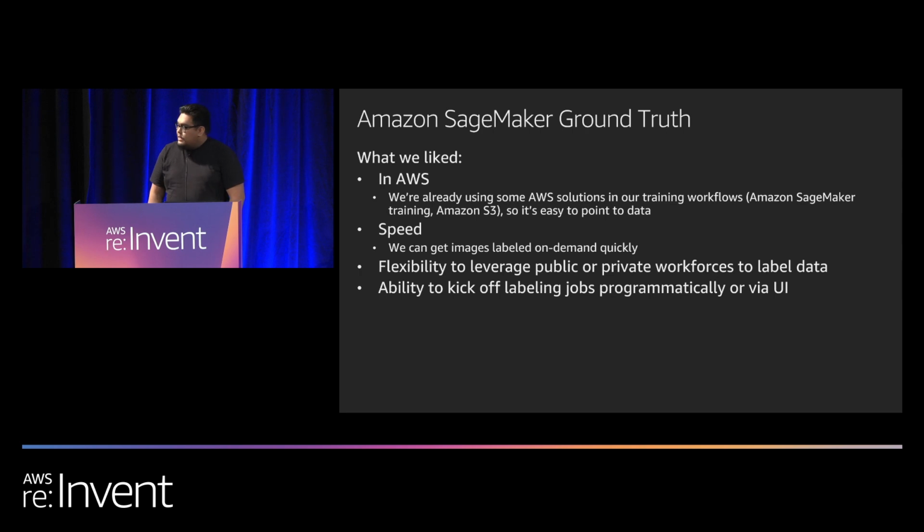Here are some reasons we chose SageMaker Ground Truth. First, we were already using SageMaker in some of our training workflows, so it's a no-brainer for us to just give it a shot. Two, we like the ability to get many images labeled on demand and relatively quickly. Next, we also like the flexibility to leverage both public and private workforces, which is relevant for different use cases at Snap. And then finally, we like the ability to kick these jobs off programmatically because it allows us to customize many different aspects.